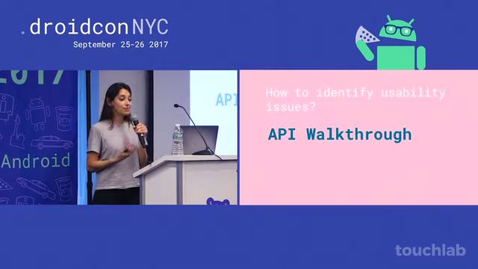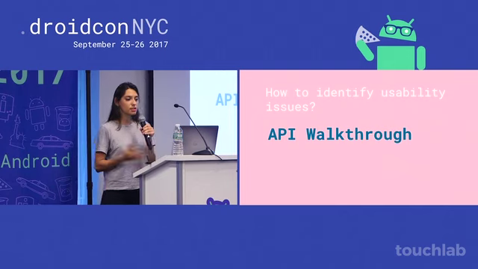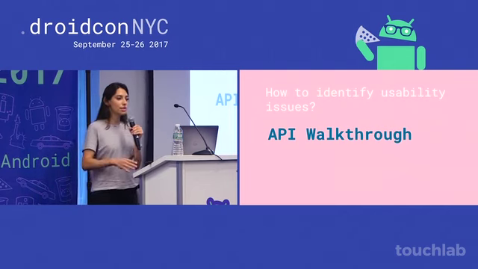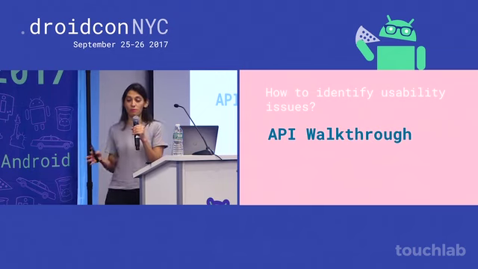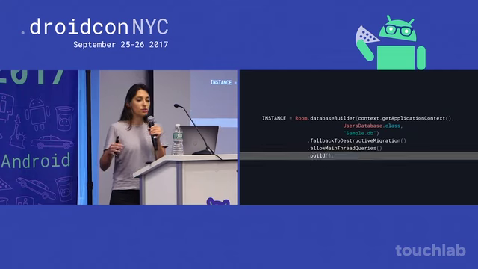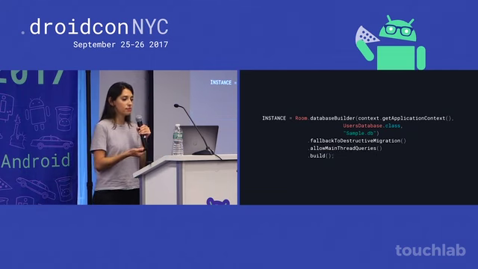So one of them is API walkthroughs. This is a low-cost method to quickly get feedback, and it can be used early in the creation process, even before the code was implemented. So what does it actually mean? The participants are invited to walk through some static code.